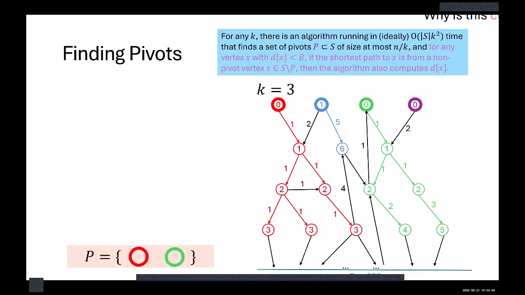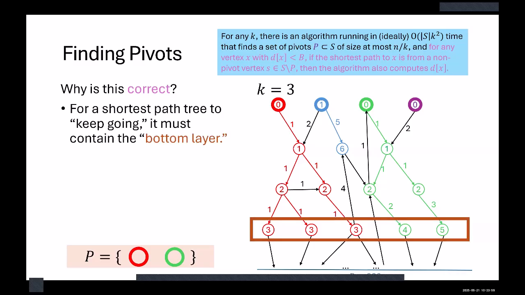But is this algorithm correct, in that all the vertices that do not use a pivot indeed have their distance computed already? You can see that all the remaining vertices that have a distance not computed must be from the bottom layer, that's in the brown rectangle, must be using those edges going beyond the tree. So you have to go down here to find the vertices that have a distance not computed.